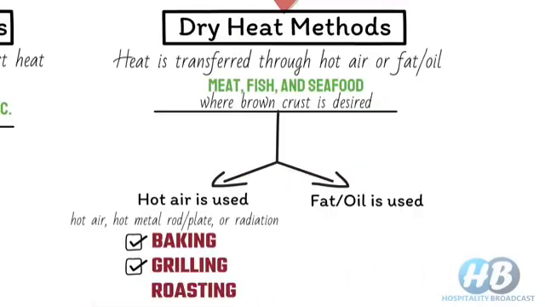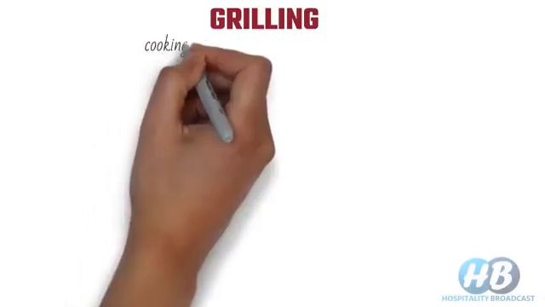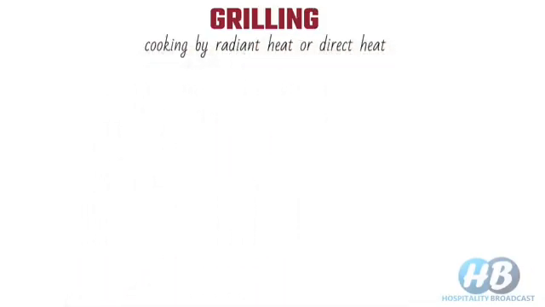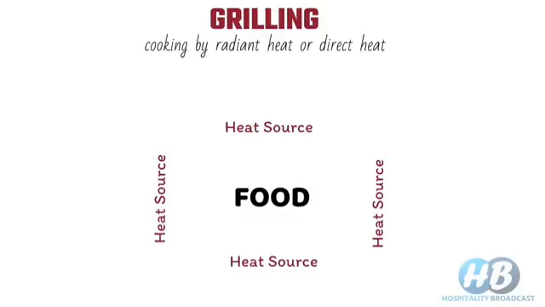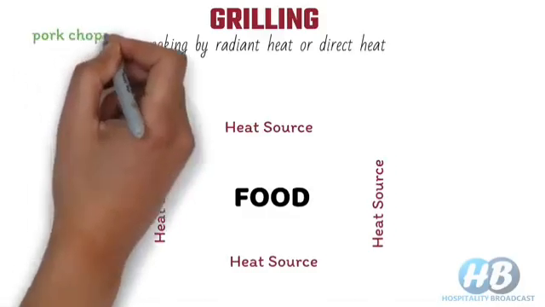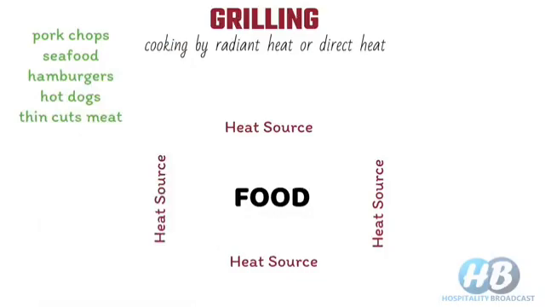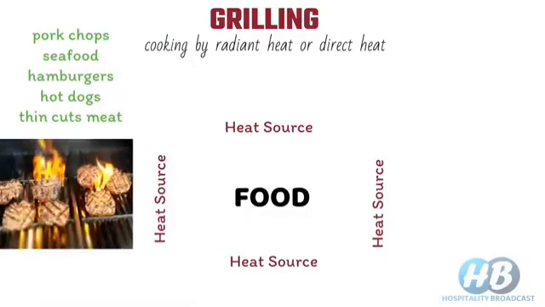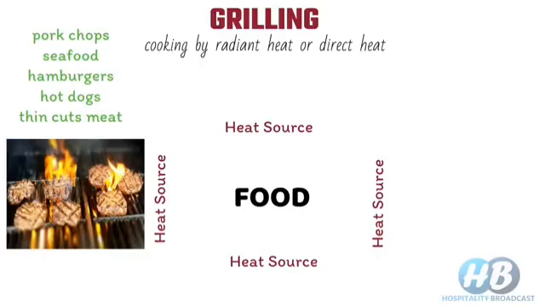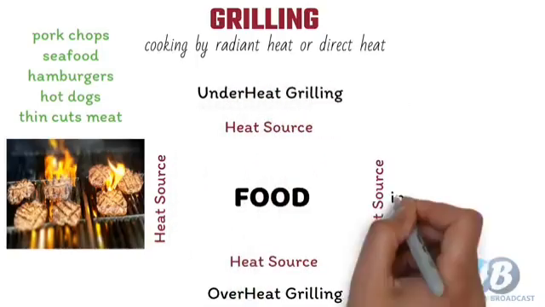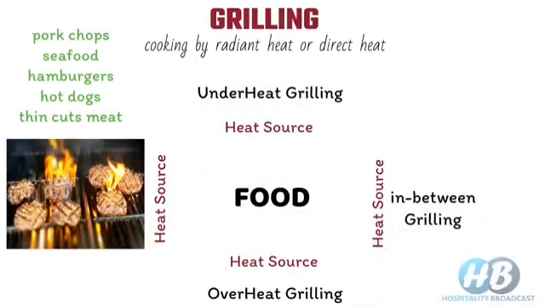Next, we have grilling. Grilling is cooking by radiant heat or direct heat, which could be from above, below or from the side. Best suited for pork chops, seafood, hamburgers, hot dogs and other thin cuts since the intensity of fire is high. The food which is to be cooked is put on a grill or grill pan. Based on the direction of heat, it may be of three types: overheat, underheat and between heat.